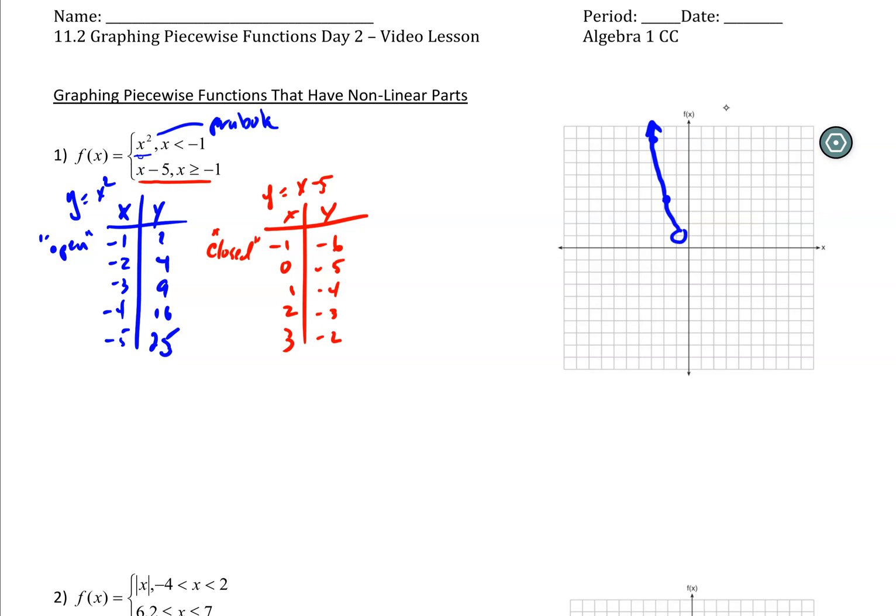There we go. All right, and then for the second one, this one's linear. So again, I've got -1, -6. That was a closed circle there. -5, 1, -4, 2, -3, and 3, -2. Again, I'm going to use a straight edge, so for here, I'm just going to use my drawing tool.